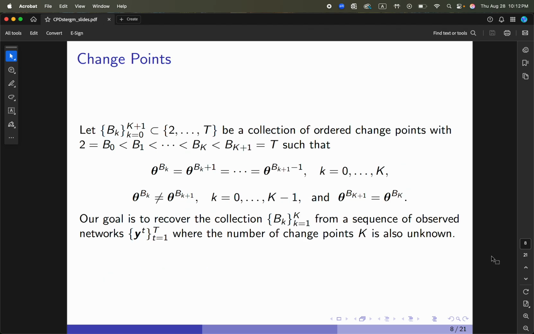Now we are ready to define a change point in terms of the model parameters. So we assume that the parameters in between two consecutive change points are all equal, while at the change points, the parameters before and after a change point are not equal. So our goal here is to recover the collection of change points b_k from a sequence of observed networks Y_T, where the number of change points K is also unknown.